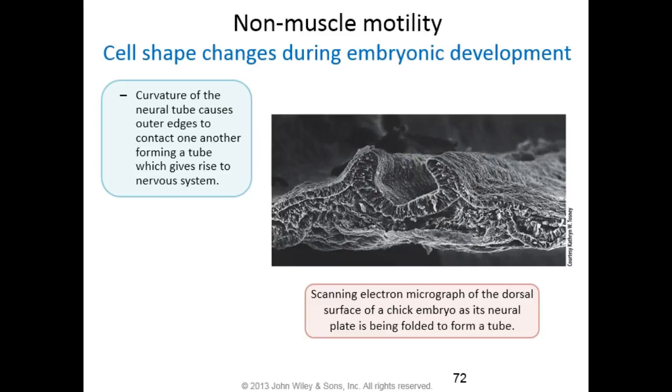So this is an electron micrograph of the dorsal surface of a chick embryo as the neural plate is being folded to form the tube. Those are all the epithelial cells, and the cytoskeletal is the actin shortening that we just described, turning them in toward each other.